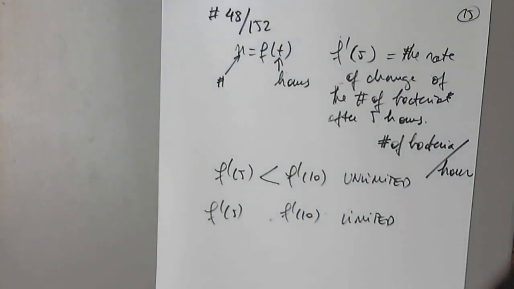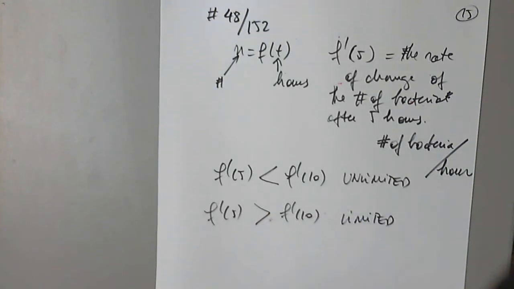But now, what happens when the space and nutrients are limited? Small space. They grow fast at 5, but then there is no more room for them. When they get to 10, they have to slow down, because they can't multiply unlimited. So they definitely have to slow down at f prime of 10. F prime of 10 must be smaller than f prime of 5, because in the unlimited case they can do whatever they want. Here, they're restricted.